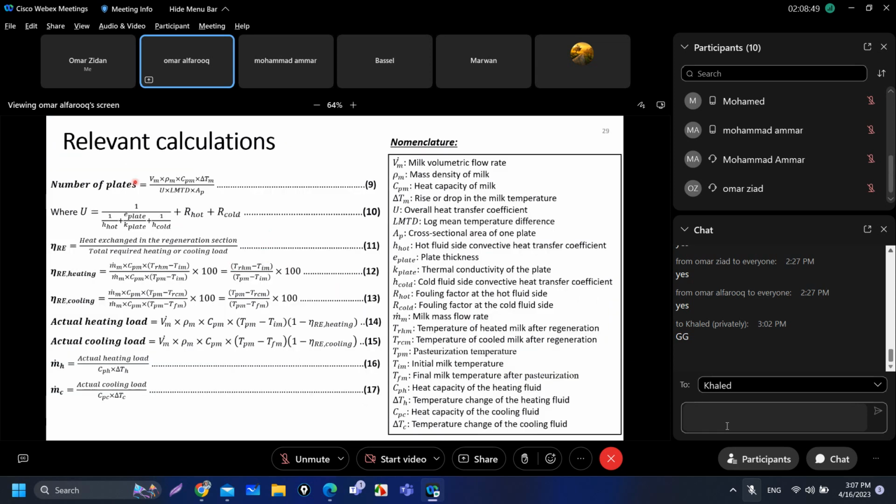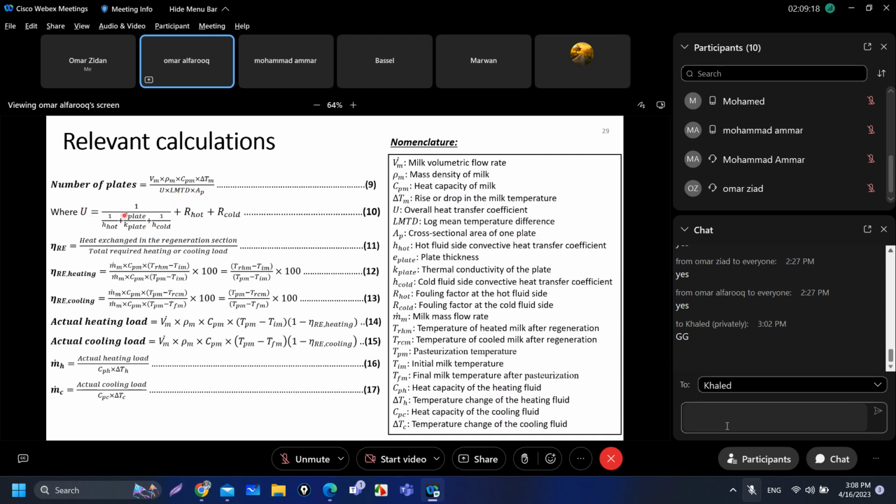Now these are some of the relevant calculations. Here, we can estimate the number of plates by dividing the milk volume by the density, by the specific heat, by the rise or drop in the milk temperature, and by the U, LMTD (log mean temperature difference), and by the cross-sectional area of the plate.